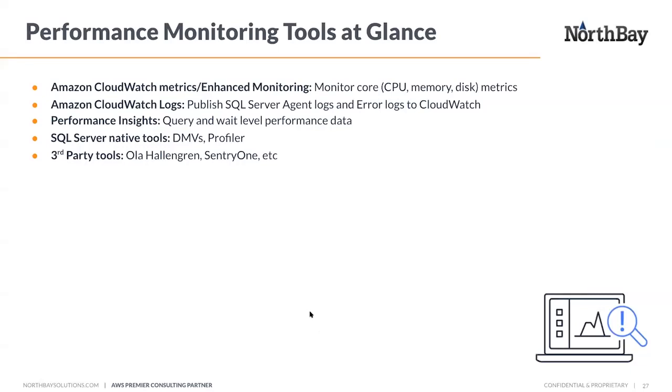All right, so for performance monitoring, these are the tools that are offered to you as part of AWS RDS. CloudWatch metrics monitors core CPU, memory, disk metrics. If you talk about CloudWatch logs, you can configure it to publish SQL Server agent logs and error logs to CloudWatch. Performance Insights is my favorite tool, simply because when it comes to optimization, this is the tool you go for, right? It will tell you the queries that are being bottlenecked.